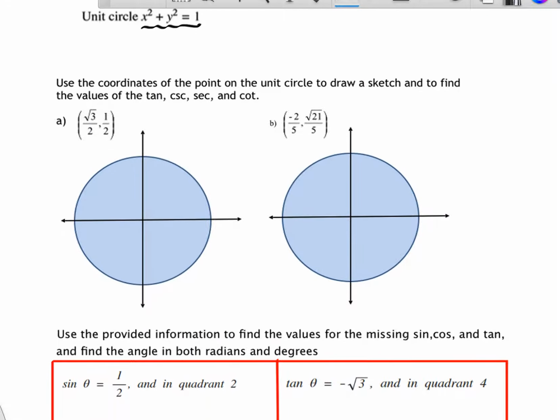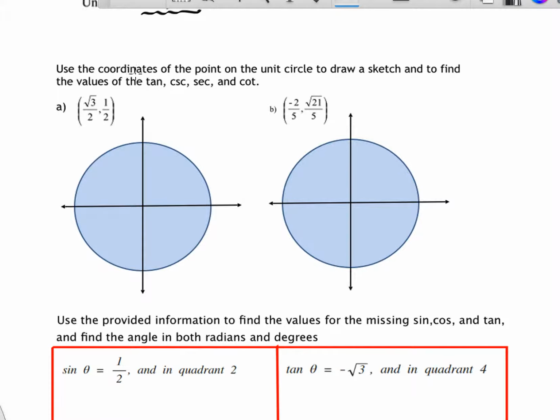So how does that help? Well, if I tell you that you have a point on the unit circle, you should be able to find all 6 of the values. Now the reason I only have these 4 listed here is because we just said that the x would be the cosine of the angle. So that's the cosine, and that is the sine of the angle.